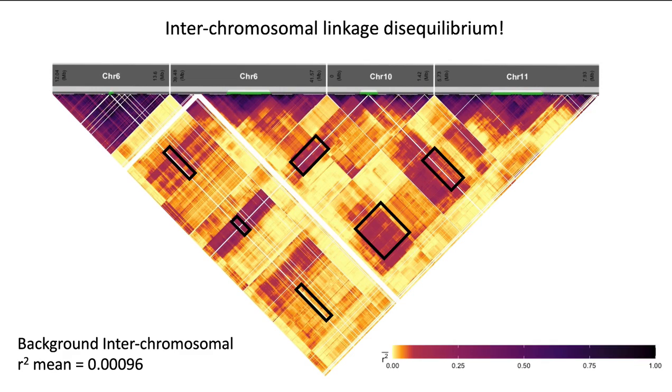Now, looking at the regions under selection, which are represented here by the black boxes, we see that these indeed exhibit higher interchromosomal linkage disequilibrium as compared to the nearly zero background genome-wide linkage. So this indicates the presence of interchromosomal linkage disequilibrium, which most likely influences resistance alleles found on separate chromosomes and thus potentially mediates resistance through generations.